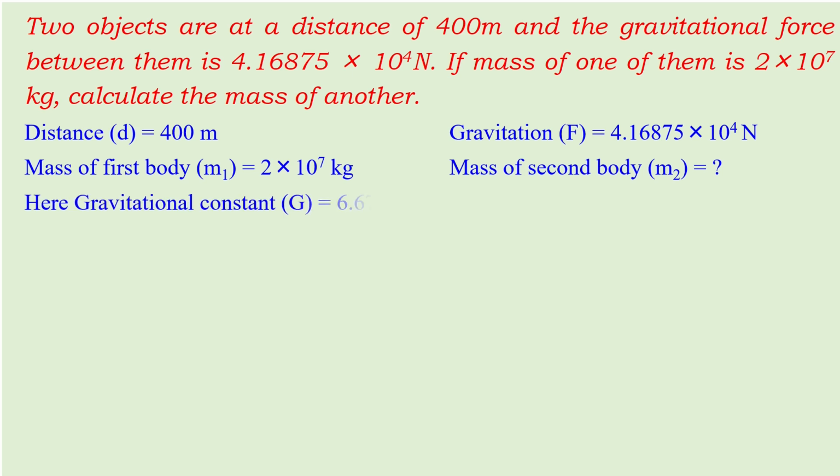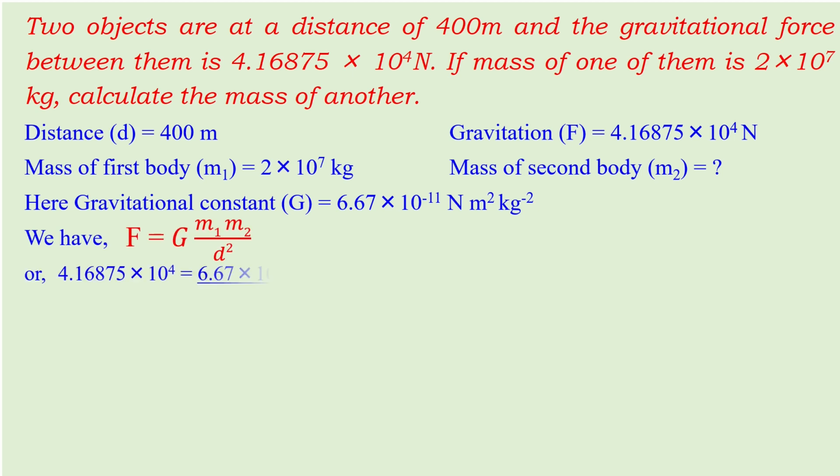One point is missing. Here the gravitational constant is not given, that's why we have to take the gravitational constant ourselves, 6.67 into 10 to the power minus 11 Newton meter square by kg square. Now we can use the formula F equal to G m1 m2 by d square. Now we are writing the value of each of the physical quantities. F is 4.16875 into 10 to the power 4.